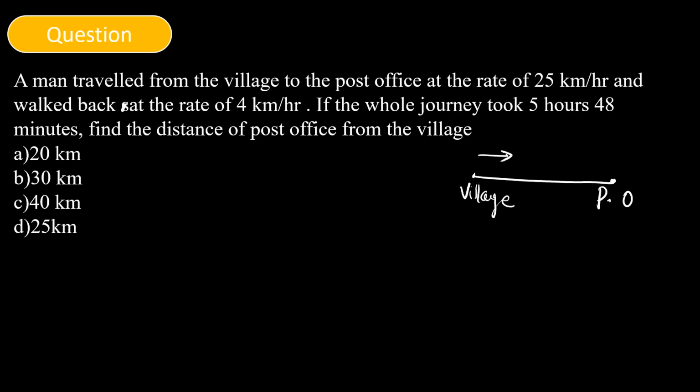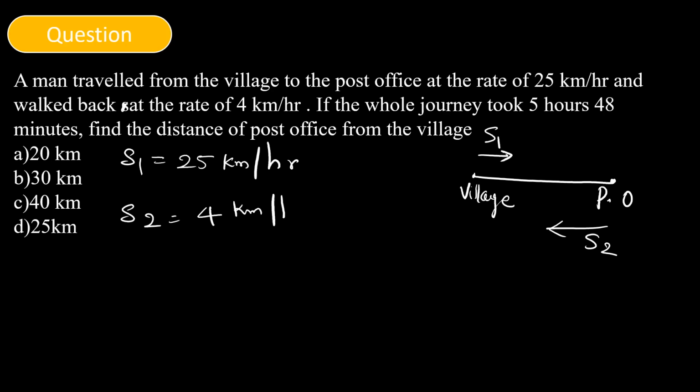While going from village to post office, the speed was S1, that is 25 km per hour. While returning from post office to village, the speed was S2, that is S2 is 4 km per hour. It is said that this whole journey took 5 hours and 48 minutes.